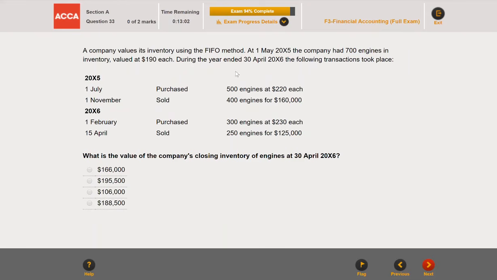So remember, when we sold this 400, they were sold from the opening 700. So it means 300 were remaining after this sale. And then we received and then we sold again. So this sales again is from the original amount. So 300 were remaining after this sales, 50 will be remaining. So in conclusion, 50 this is remaining, 500 this is remaining, and 300 this is remaining.